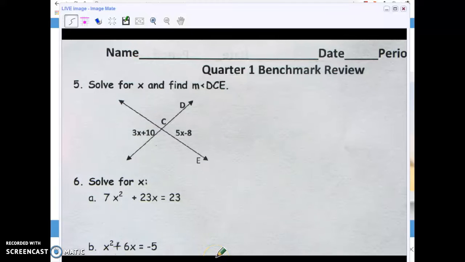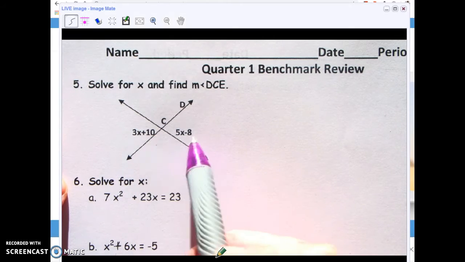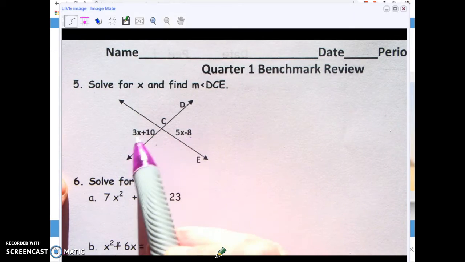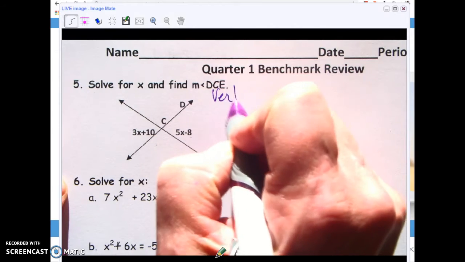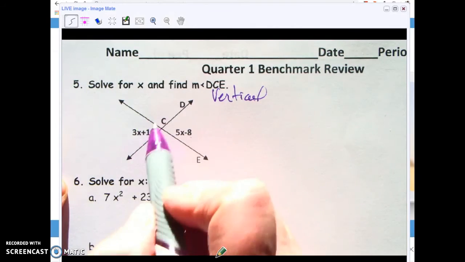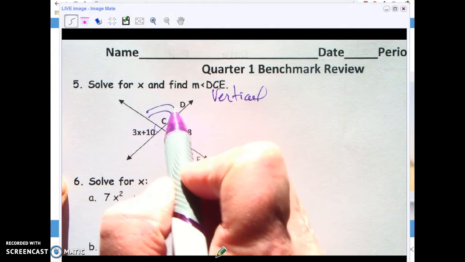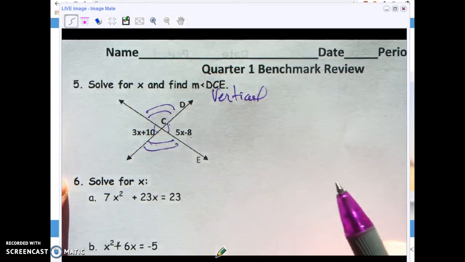Okay, so we're looking at the second part of the test review, question number 5 on the back. Alright, so what we have here are, hopefully everybody recognizes these as vertical angles. And we know that vertical angles means that this angle here is going to be congruent to this one. This angle here will be congruent to that one.